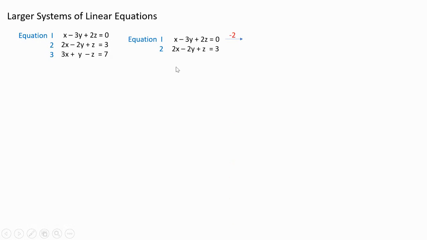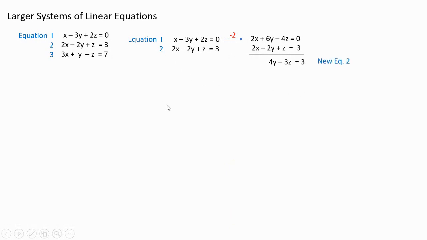But I have to multiply -2 times every term. So -2 times x will give me -2x. -2 times -3y will give me positive 6y. And -2 times positive 2z will give me -4z. And -2 times 0 will give me 0. And equation 2, we just bring it over. So we add them. You see, the x's were eliminated. So this is like the new equation 2.